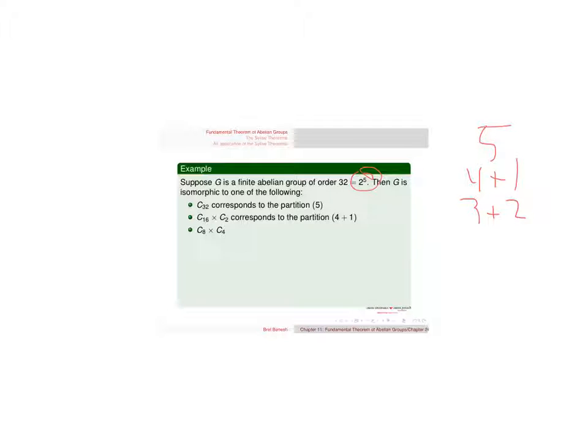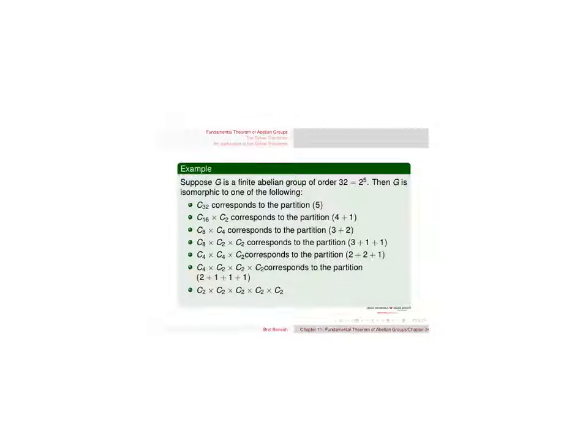You could write as 3 plus 1 plus 1. You could write as 2 plus 2 plus 1. You could write as 2 plus 1 plus 1 plus 1. And you can write as just a whole bunch of 1s. So that's what a partition is. It's just all the ways to kind of add things up.